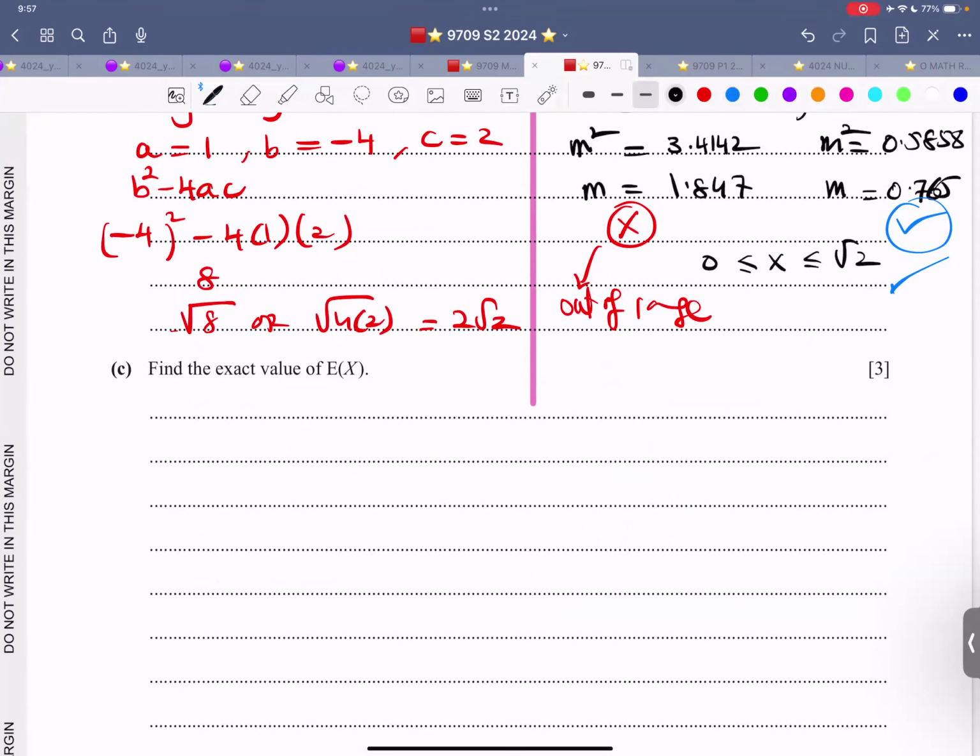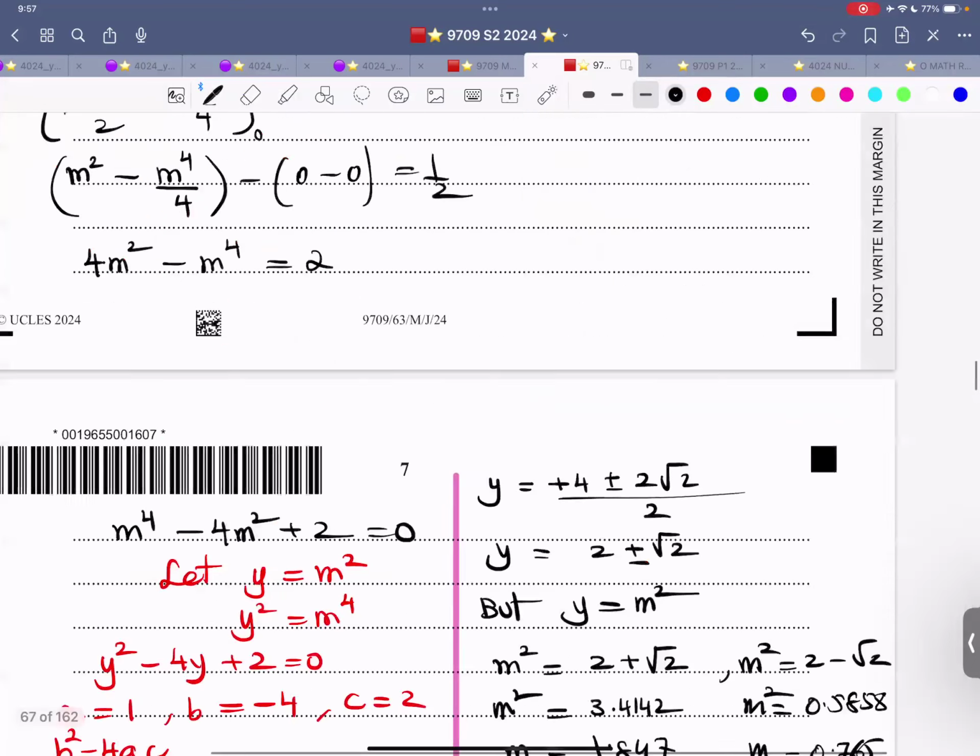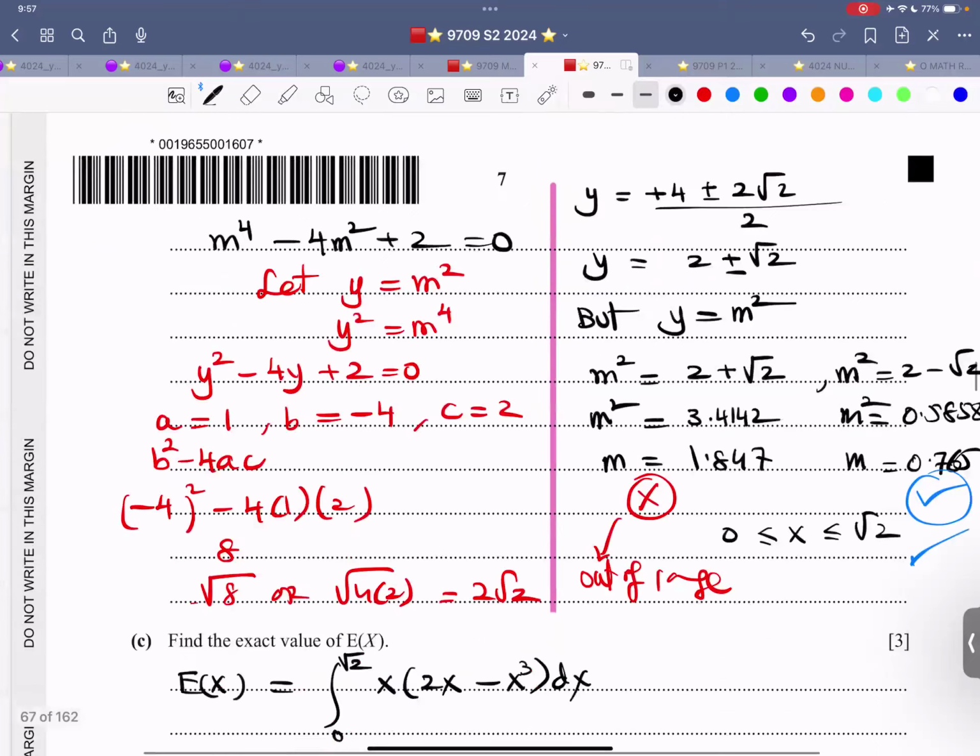Now over here, expectation of x. So first of all, let me just remove this. How do you calculate expectation of x? That is between the full limits, 0 till root 2, x into 2x minus x cubed dx. Let me double check. This is 2x minus x cubed. Perfect.